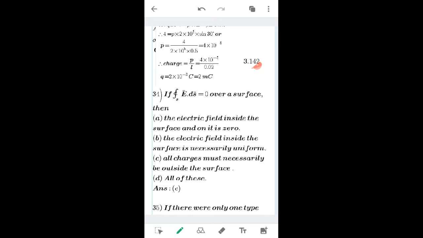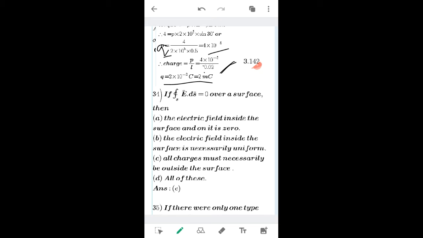So after determining all these, first we will get the moment, that is 4 into 10 raised to minus 5. Now Q is not known, therefore we take P by L, which is 4 into 10 raised to minus 5 by 0.02. So therefore the charge is, it's not P, it is Q by the way. So Q equal to 2 into 10 raised to minus 3 coulomb, 2 millicoulomb is the answer. Okay.